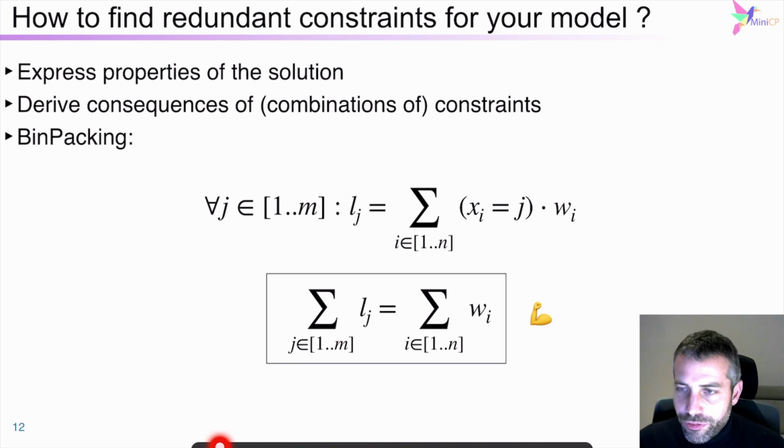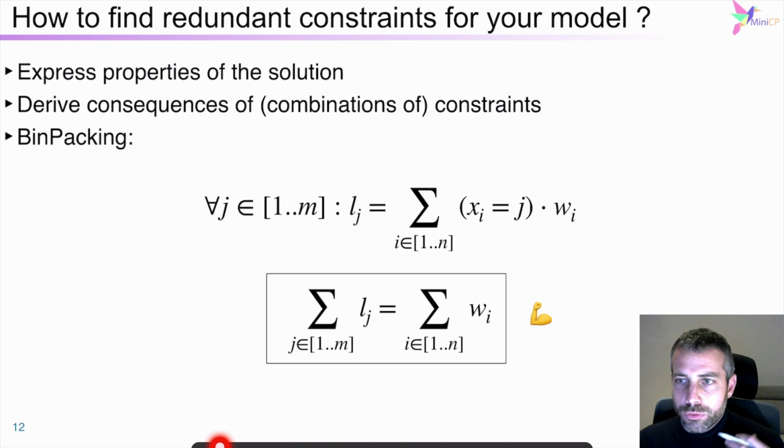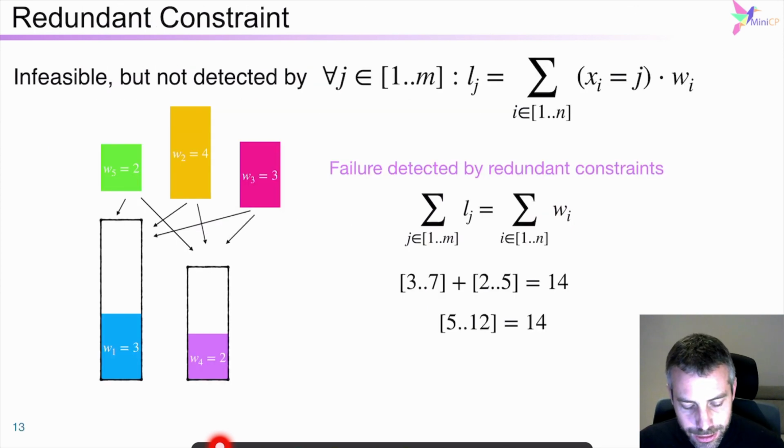So how do you find them? You find them by expressing new properties of the solution. One property that we didn't use so far for the bin packing is this one. We can link the weight of all the items and the total sum of the load variables. We can express the fact that the sum of the load variables is equal to the sum of the weights of the items that you need to pack. That's clearly true, but simply by adding the constraint, we will be able to catch failures that wouldn't be detected without it. Let's consider this example.